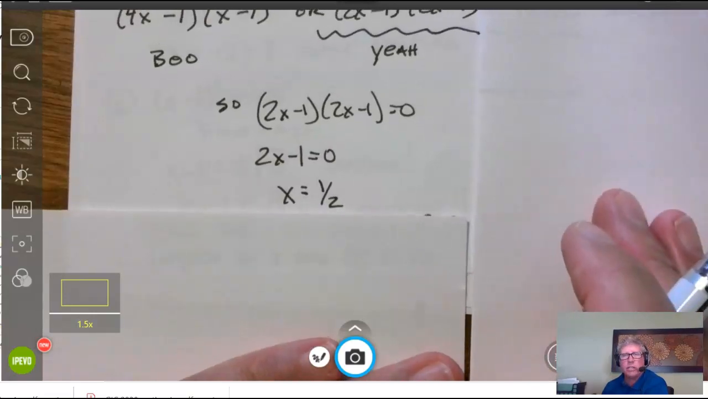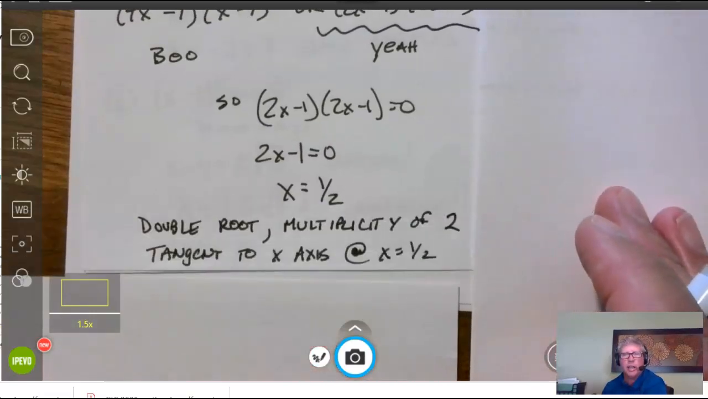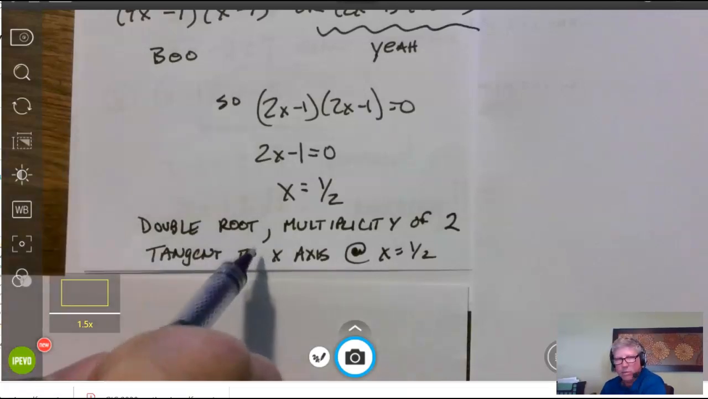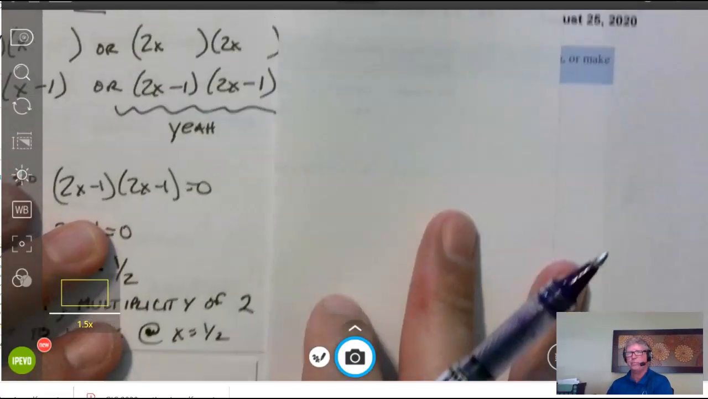For kicks and giggles, you might see this. They are called a double root, a multiplicity of 2. You might now know that the parabola is tangent to the x-axis at x equals 1/2. These are the little things that you start to connect. Life is good. And we'll get there, but why not throw that out?